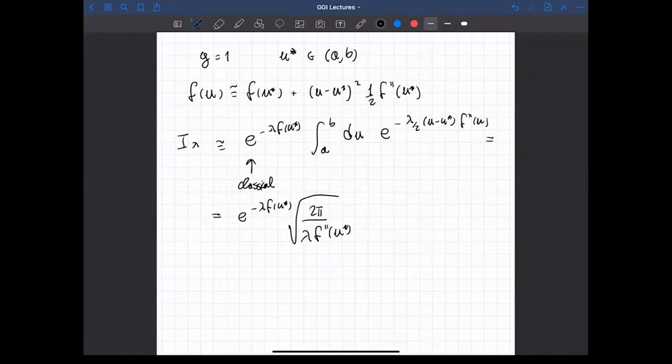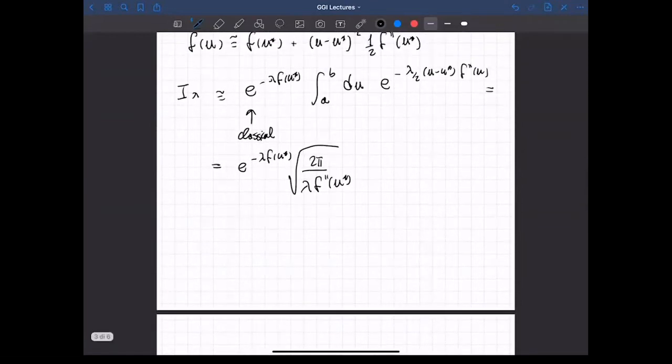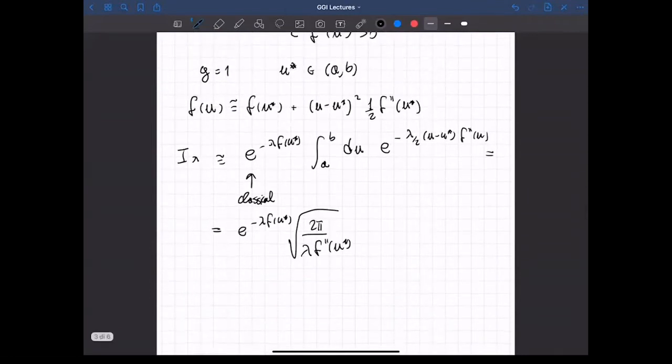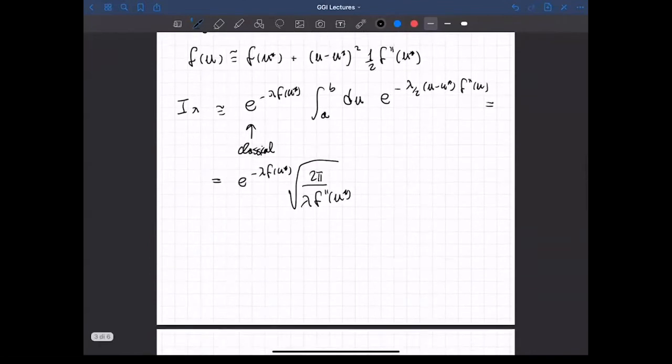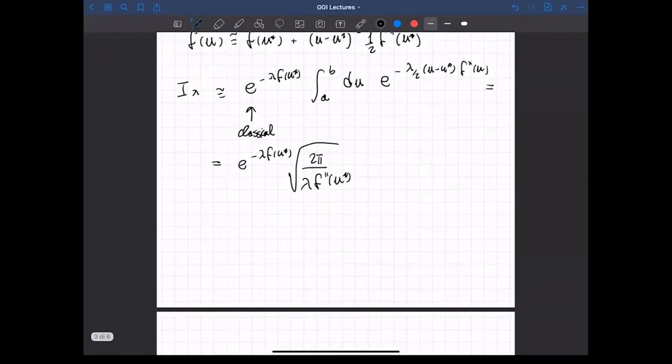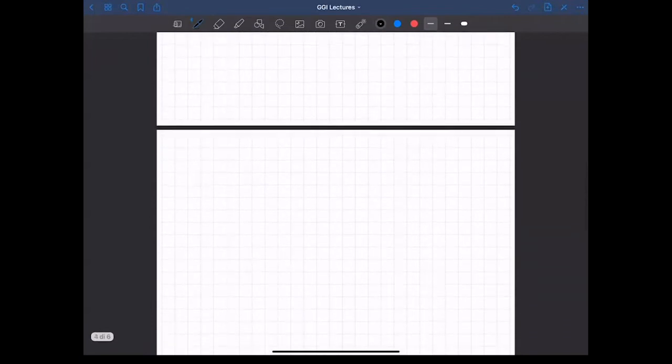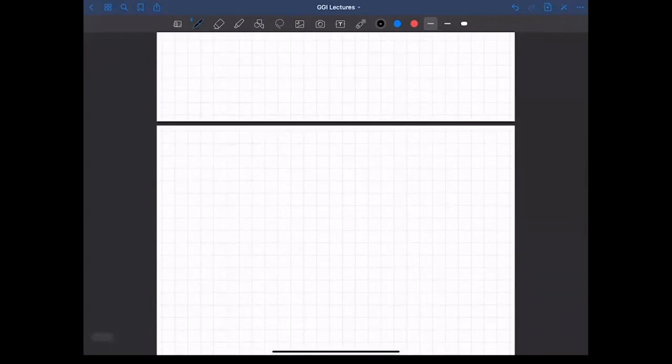But the idea of localization is that sometimes this approximation becomes exact. And the goal of today is to understand when and why. So let me consider another simple example. I want to consider another integral: the integral over a sphere of the exponential function.